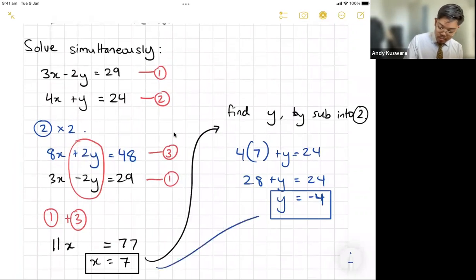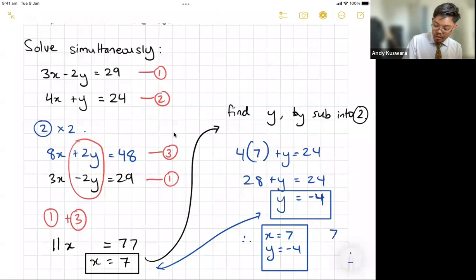Again, that there becomes our solution. Therefore, you write it together, x equals 7, y equals -4. That's your solution, or if you want, you can write it as a coordinate. That's fine as well. There you go.